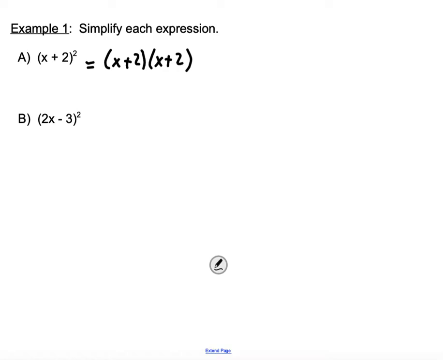So that means you can either do the foiling, so first, outer, inner, last, or you can think about it using the double distributive property. So you distribute the x through the second set of parentheses, and then you take the 2 and distribute it through the second set of parentheses. So if I take x times the first set of parentheses there, I get x squared plus 2x. If I take the 2 and distribute it through the second set of parentheses, I get 2x plus 4. And then combine those middle terms because those are the only like terms, so you get x squared plus 4x plus 4.